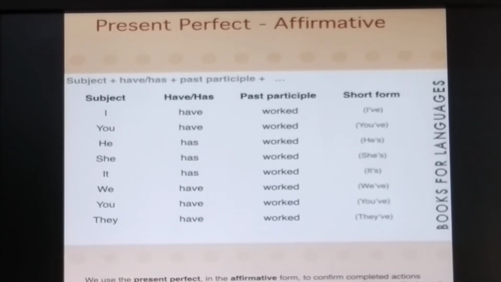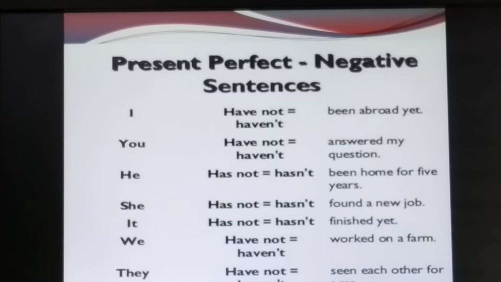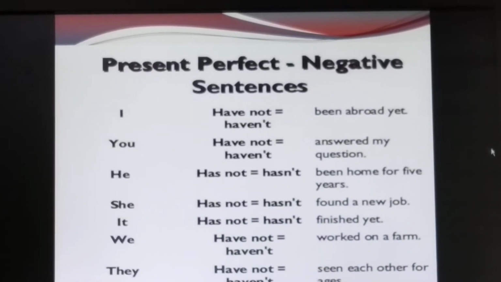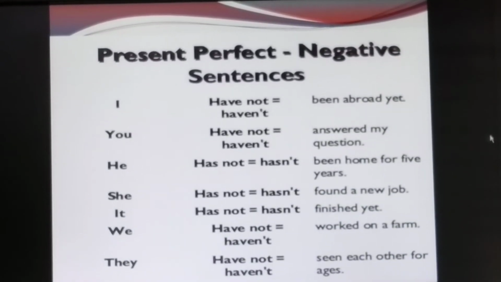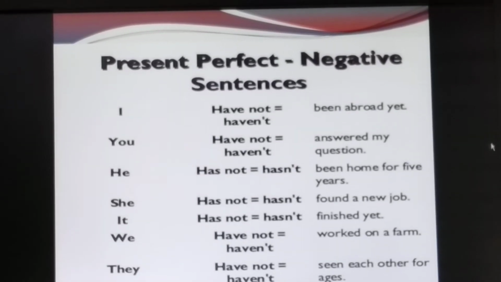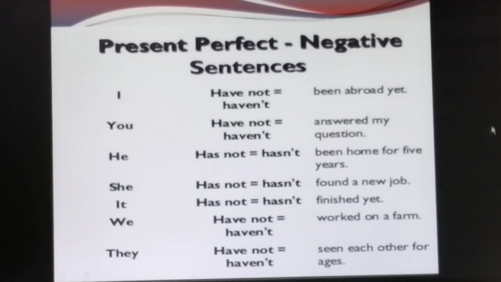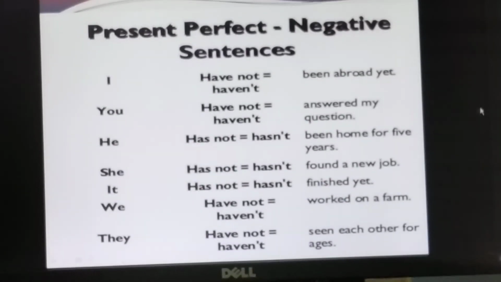Now, the negative structure of the present perfect tense is quite similar to the affirmative sentence. Since it's negative, we will add not after have or has. For example, I haven't been abroad yet. You haven't answered my question. He hasn't been home for 5 years. She hasn't found a new job. It hasn't finished yet. We haven't worked on a farm. They haven't seen each other for ages.